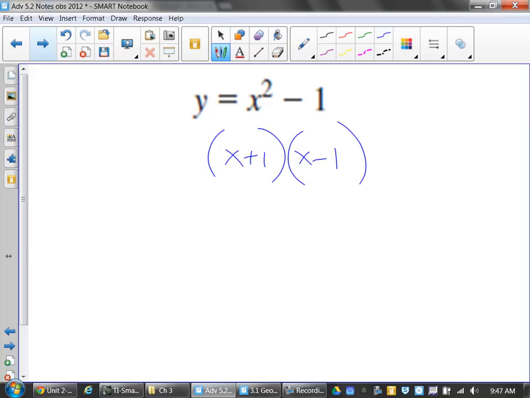Now remember, what's happening here when you FOIL all that out, you get x squared minus x plus x minus 1. Your middle terms drop out. That's what that looks like. It does not work with addition. Never, never.